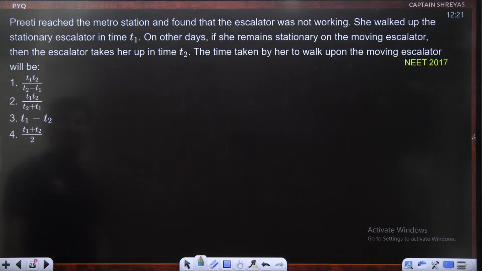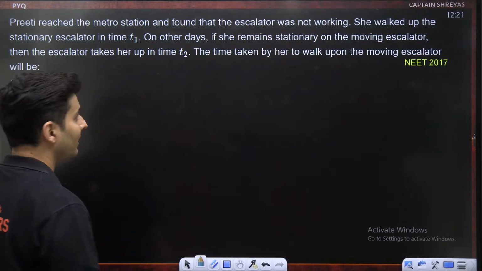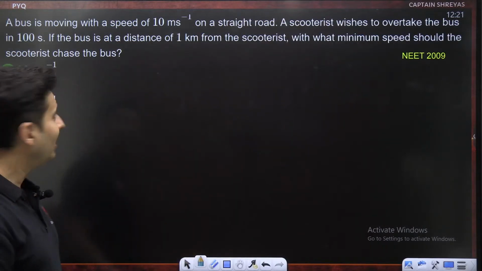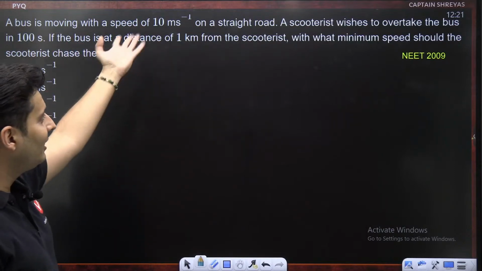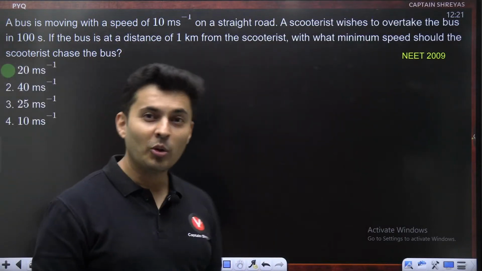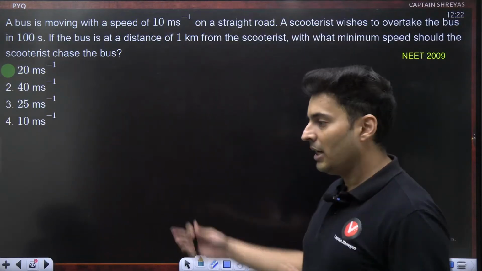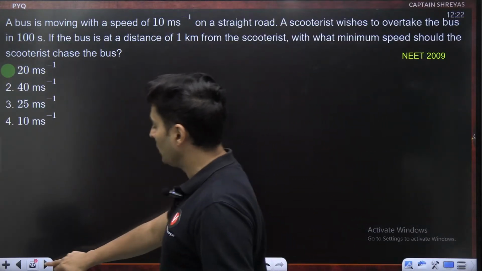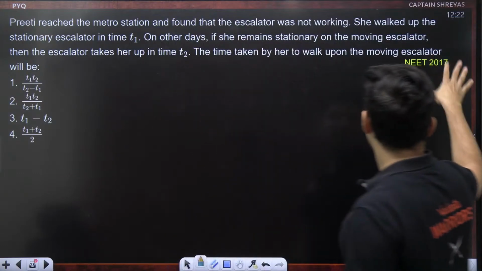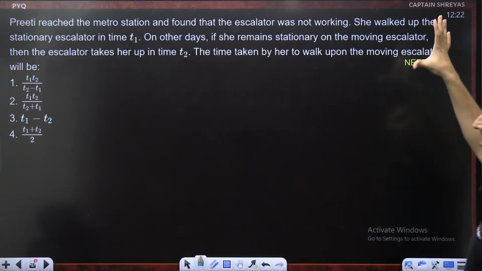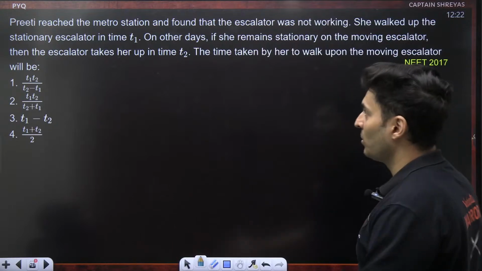In 2017, Preeti reached the metro station. See, metro was not there back in 2009, so the examples you see are very lame examples: a scooter fellow traveling, catching a bus, and all that. India was not that advanced at that time. Now metro is there everywhere in major cities. So in 2017, Preeti has gone to the metro station.